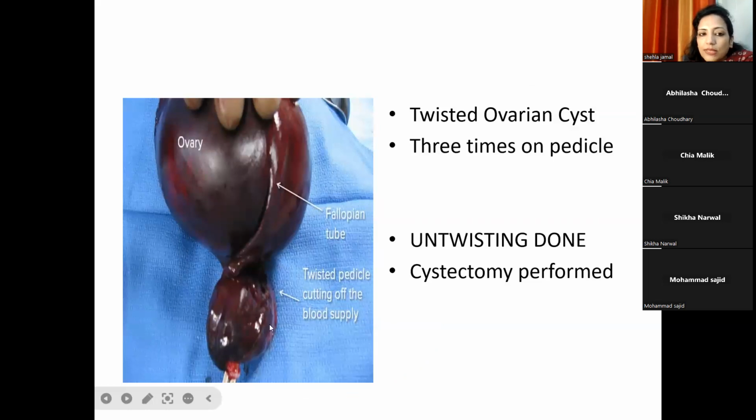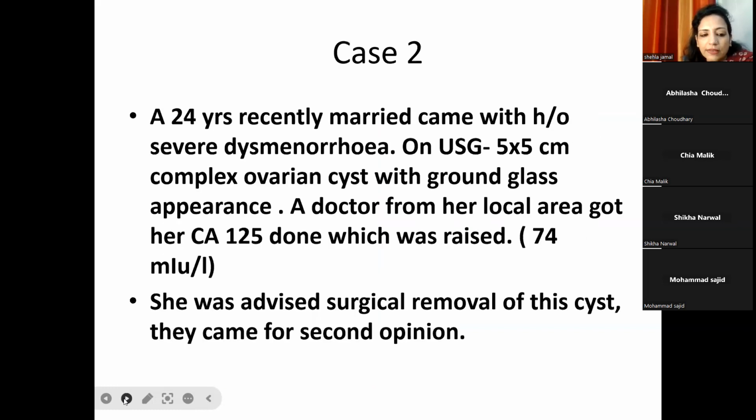So this is how a twisted ovarian mass looks like. And in this particular case, the twist was 3 times on the pedicle, and untwisting was done and cystectomy was performed. Her ovaries were fine. We could identify ovarian tissue in that patient, and ovaries were preserved. Both the sides, obviously. The second side was also inspected.